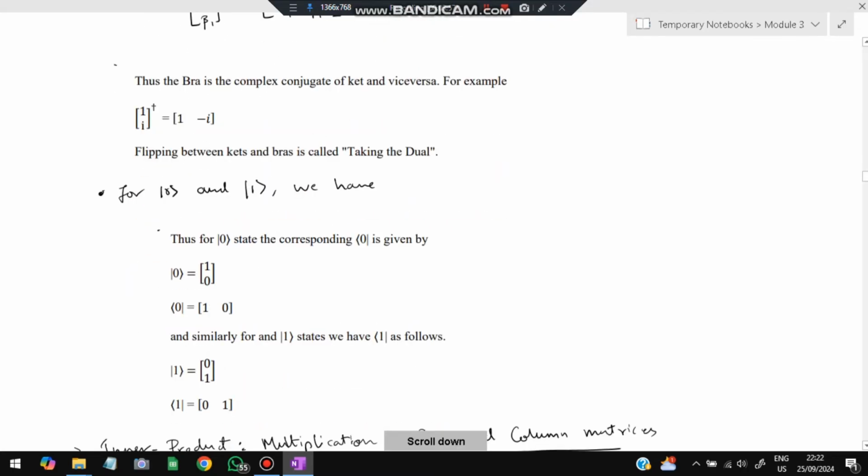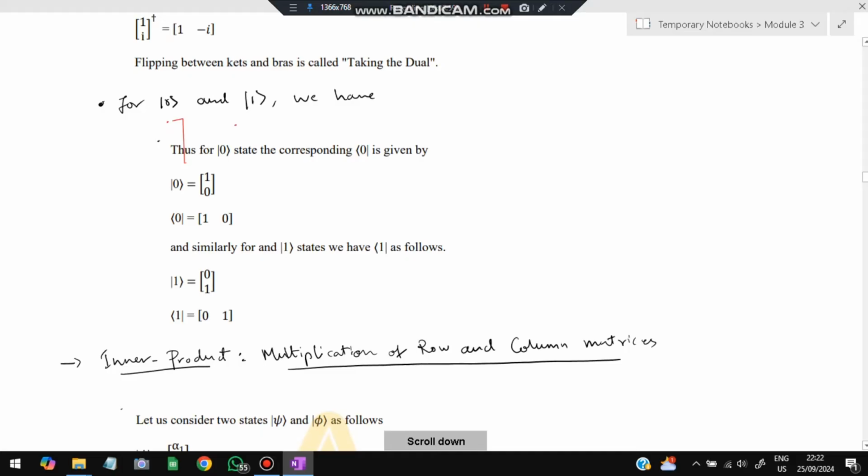Okay, so for 0 and 1, similarly, we have 0 represented as this. If we take the bra vector of it, we obtain the row matrix as follows. For 1 also we have the same thing. The ket 1 is (0, 1) here. If we take the bra vector, we obtain this one, (0, 1).